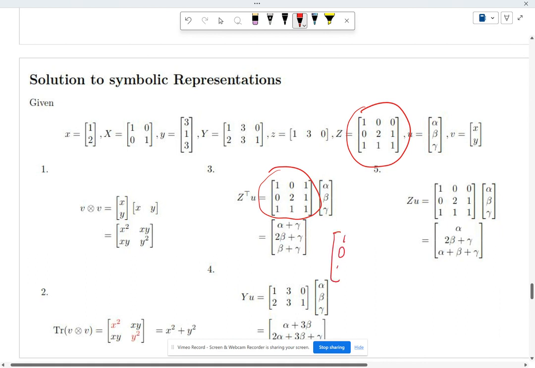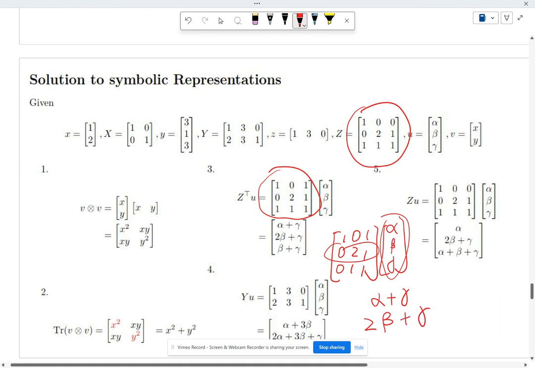It's 1 0 0 0 2 1 1 1 1. And then alpha, beta, gamma. Now, if we multiply them together, it's alpha plus gamma. And then it's 2. So you multiply this with this. It's 2 beta plus gamma. And then lastly is beta times gamma. So this is supposed to be a 0. So that was a mistake. But the actual final result is correct. Okay.